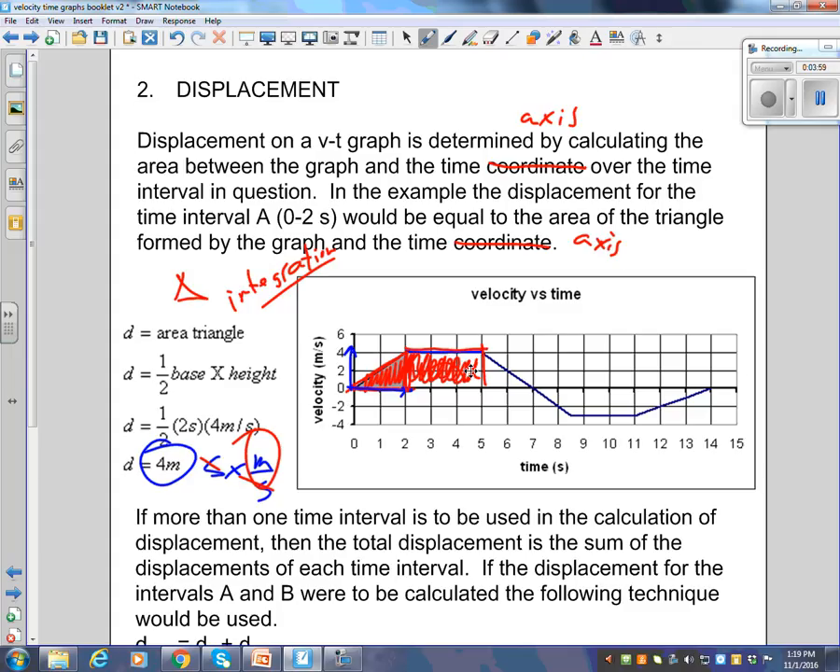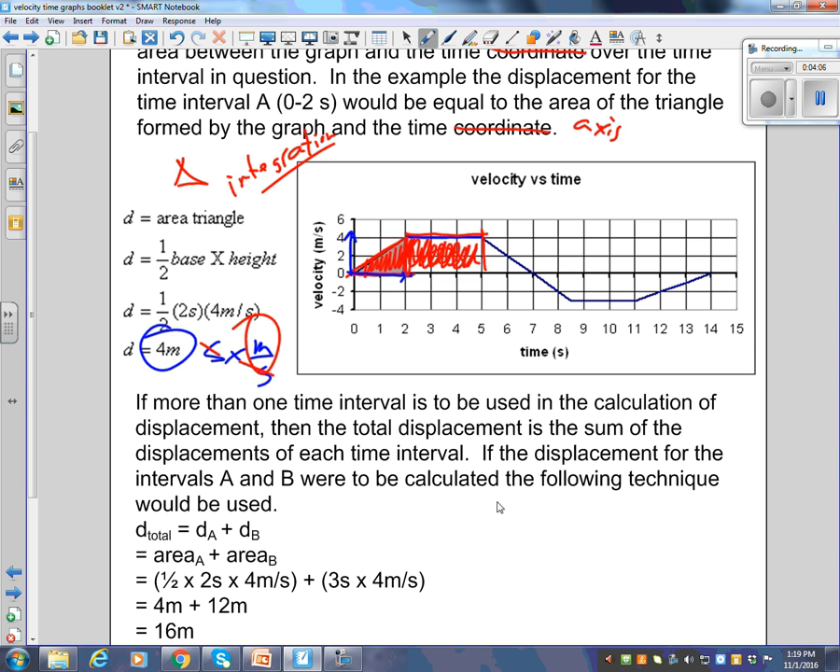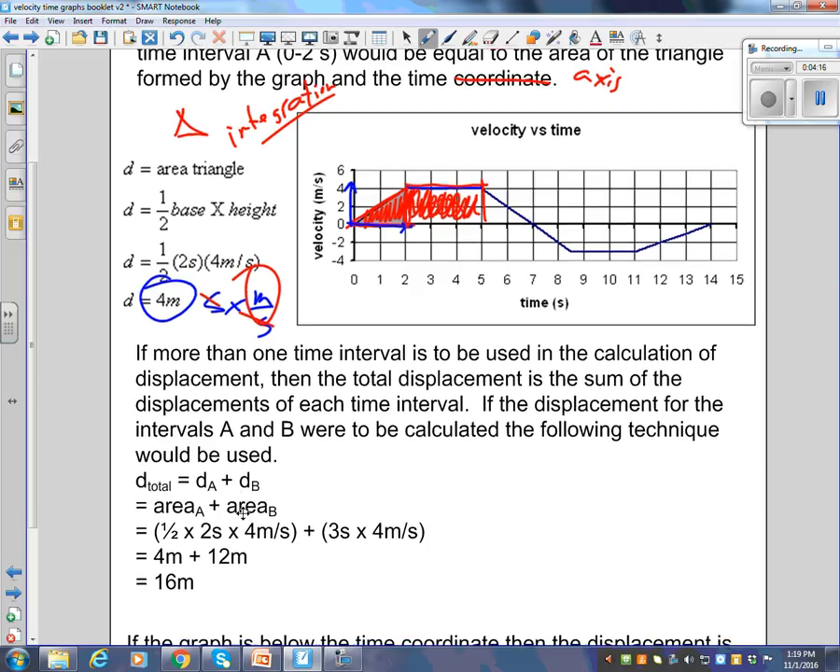If more than one time interval is to be used in the calculation of displacement, then the total displacement is the sum of the displacements for each time interval. In other words, find the individual ones and add them together. If the displacement for intervals A and B is to be calculated, the following technique would be used. So the area of A we already know to be 4. So what's the area of the rectangle? What's the formula for area of a rectangle?